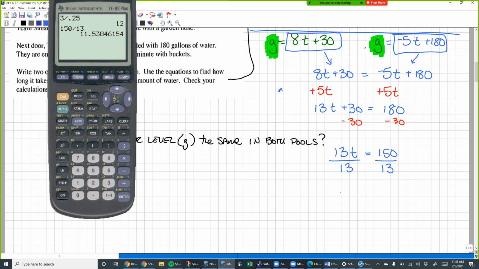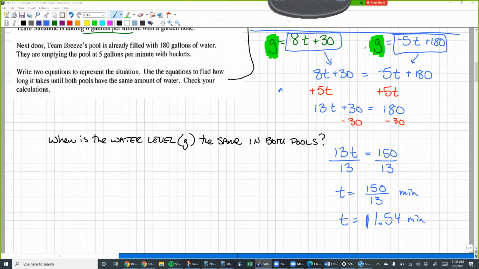All right. Now I can write it two different ways. 150 over 13 could be my time, and it could also be written as 11.5. And we're rounding it off. Both of these are in minutes, and these are both where they're equal to each other. This is where the pool on the left is equal to the pool on the right.